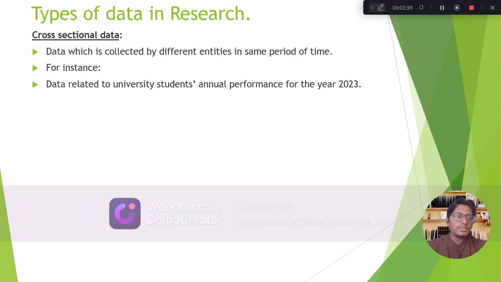Let's discuss these types. Cross-sectional data is data which is collected from different entities. There are many different subjects from whom we collect data, but in a single period of time. The time period remains the same, and data is collected from different entities. This kind of data is known as cross-sectional data. For example, if we want to collect data of 100 students in the year 2023 regarding their academic performance, this kind of data is known as cross-sectional data.